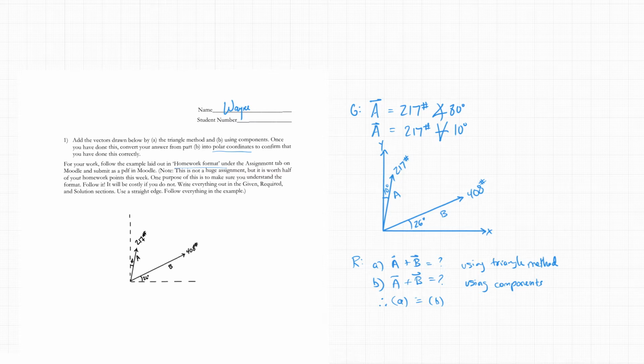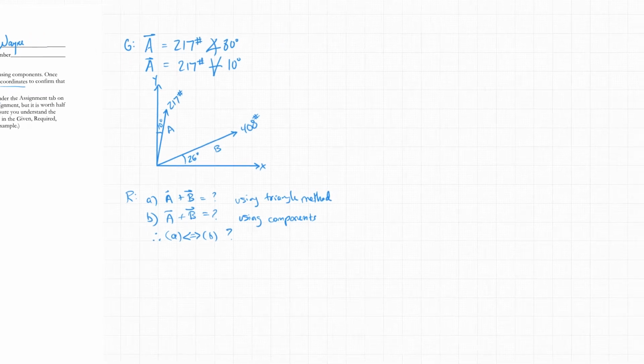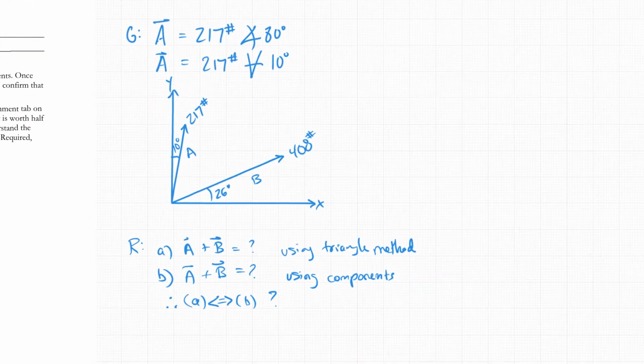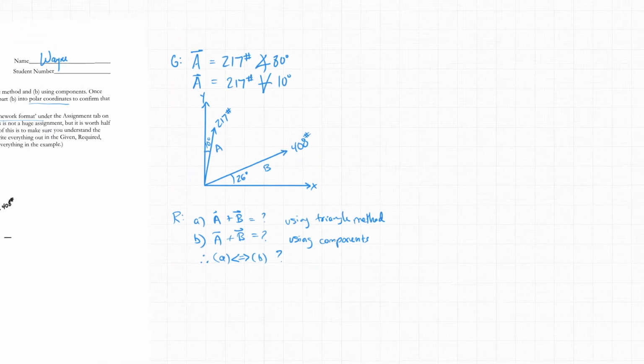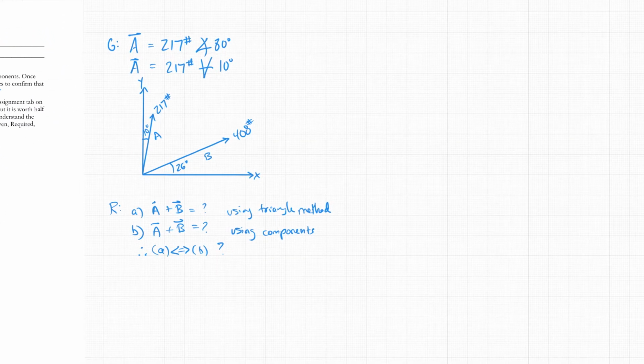I don't really know how to write that out in words, but something like that. We want to make sure that the results from A and the results from B equal each other. Now that we've done all that, by the way, on a test you don't need to do all this. Don't write the given and the required on a test. There's just not enough time. Okay, so here we're going to do a solution.